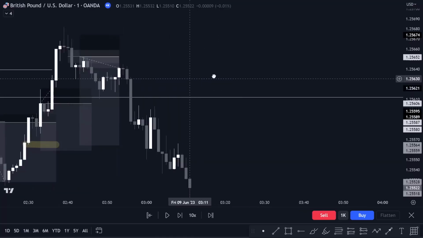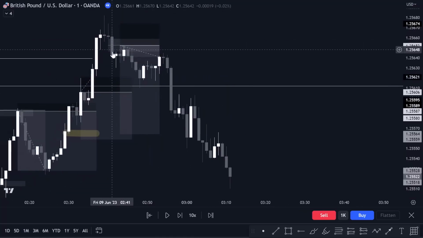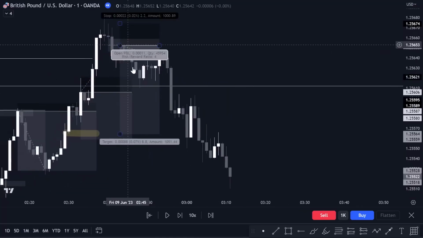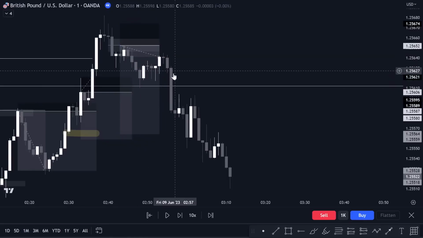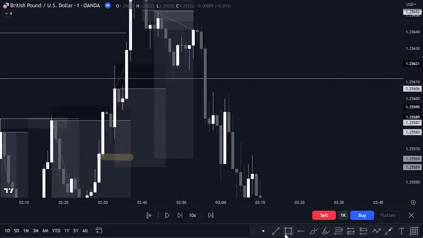Now from here we can see that this fresh fair value gap was filled, then price comes down, there is another fair value gap, and it has the same thing. That's why you always want to trade a point of interest. If it doesn't have a liquidity above or below, it's not that strong. So your point of interest doesn't mean that much if there is no liquidity above or below.